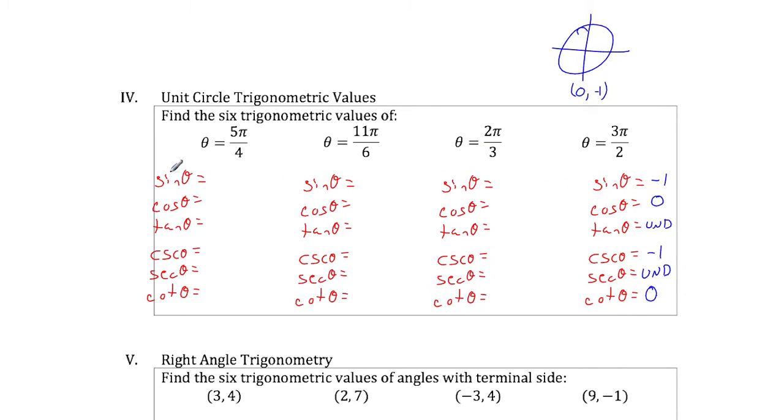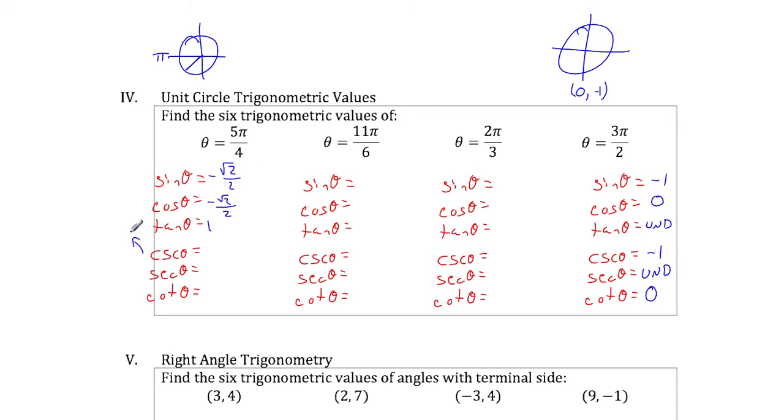Nice one there. 5 pi over 4, if I think about where that is, this is pi, which is 4 pi over 4. So 5 pi over 4 is down here in quadrant 3. Sine is going to be negative, negative root 2 over 2. Cosine is also negative root 2 over 2. When we divide negative root 2 over 2 by negative root 2 over 2, we get a tangent of positive 1. The cosecant is just going to be the reciprocal of this.